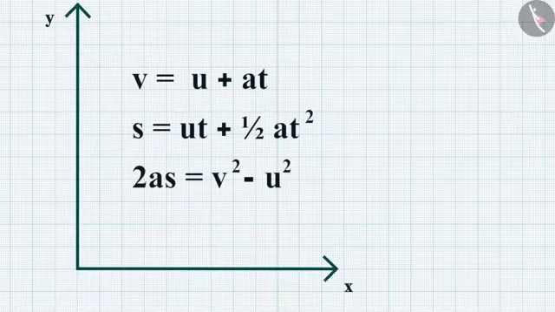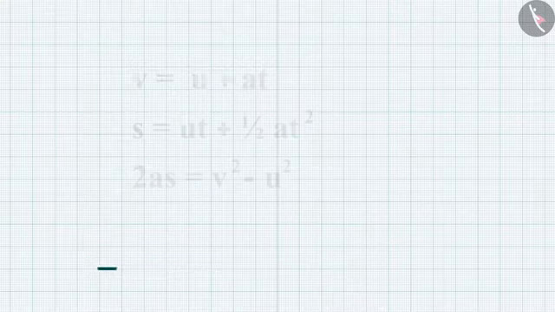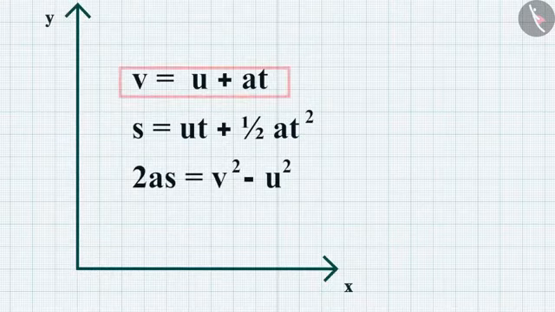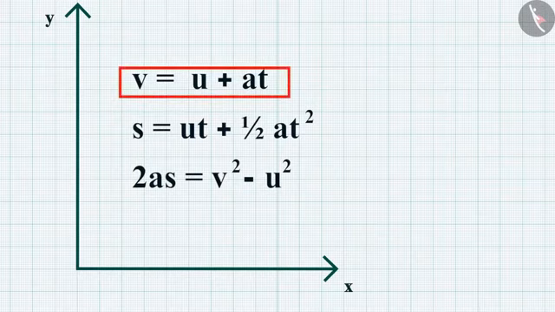Let's see how we can derive these equations of motion by graphical method. Let us start with the first equation, the equation for velocity-time relation.